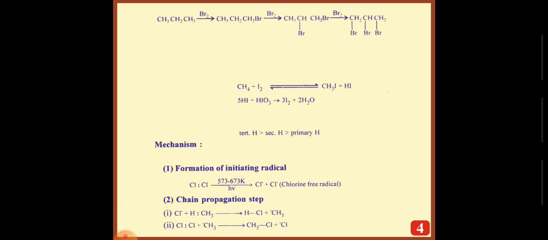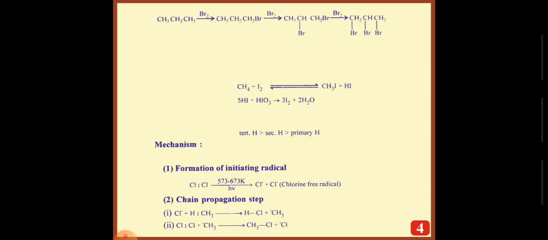The reaction of alkane with iodine is a reversible reaction. HI formed as a product in the reaction is a powerful reducing agent which reduces iodoalkane. So to prevent it, this reaction is carried out in the presence of HIO3. It converts HI into iodine and water.